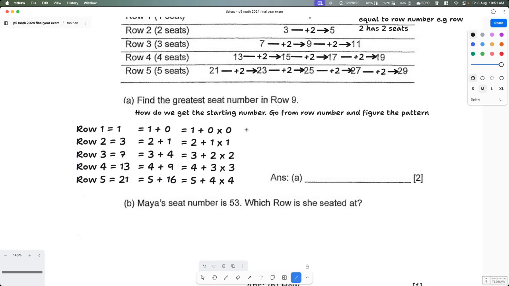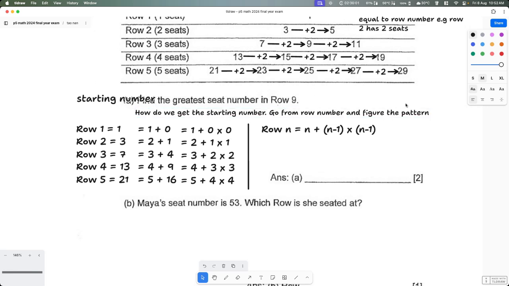That means row n is equal to n plus, so 0 is what? In this case, 1 is basically n minus 1. I'll put a bracket here, and then times n, bracket, n minus 1. Okay, so this is row n. This is the starting number, so I'm going to put here starting number.